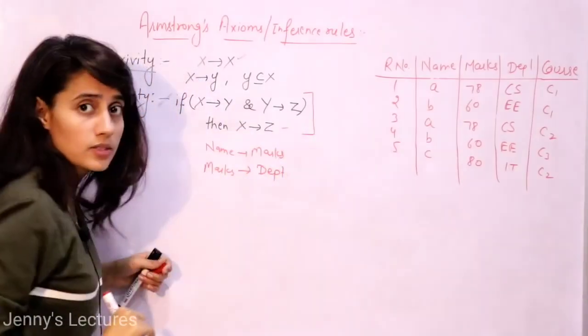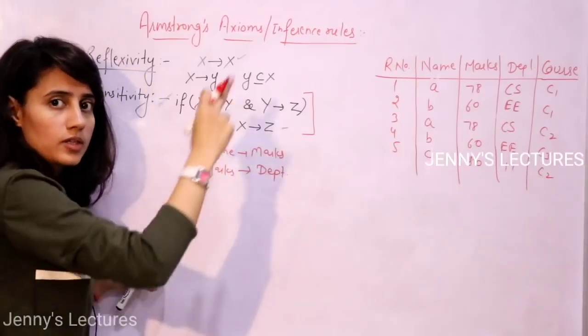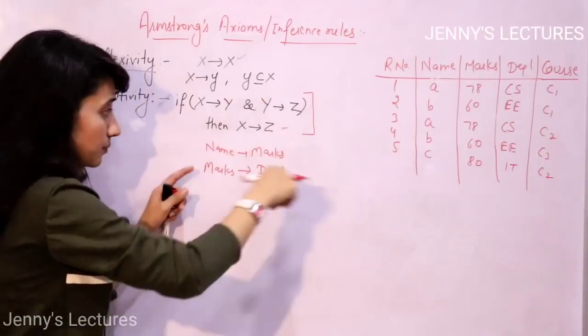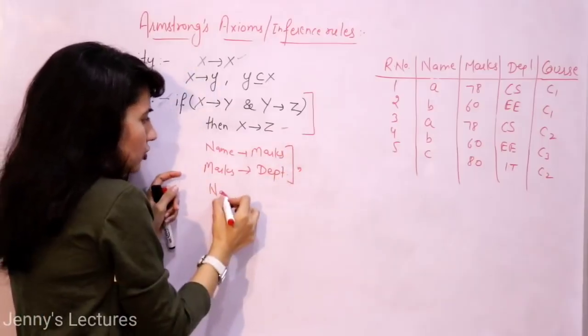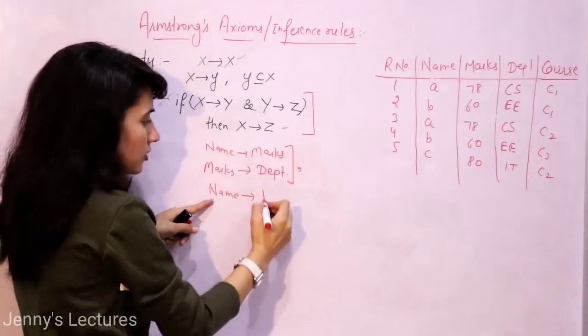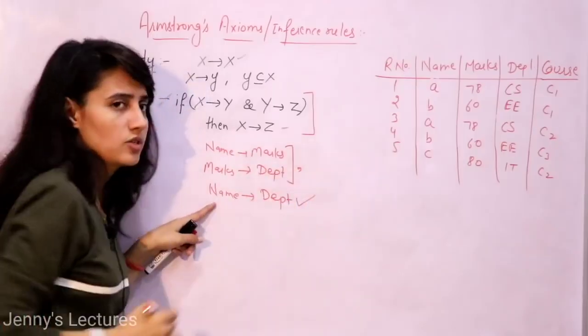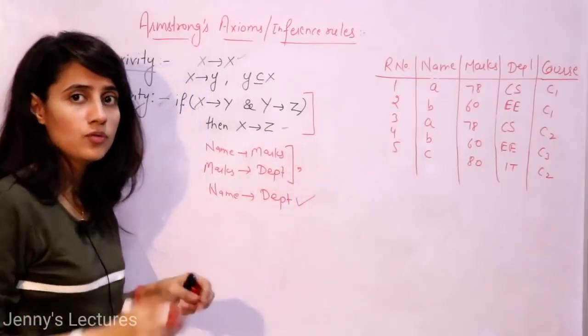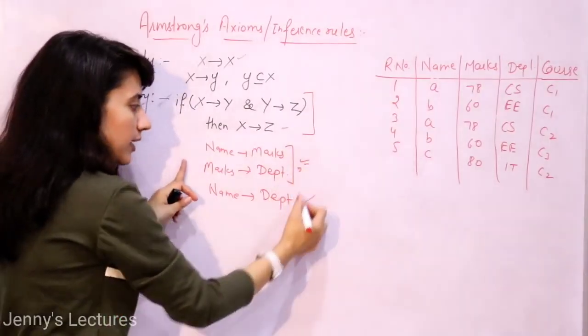This also exists in this table. You can check, because I have already told you how to check this in the previous video, right? Now, if I ask you whether this functional dependency exists, name determines department, then without checking on this table, you can say yes, this functional dependency would also be a part of that set of functional dependencies, right? So from these, I can derive this.